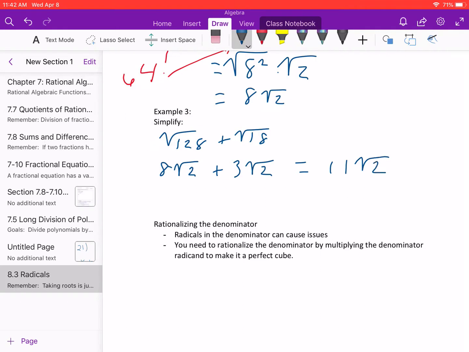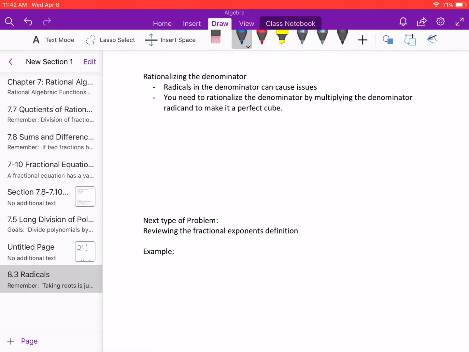Those first 3 examples are simple ones that you might have seen in Algebra 1. So now let's go ahead and dive into a couple of the rules in Algebra 2. One of the first things we're going to look at is rationalizing the denominator. Radicals in the denominator can cause major issues in math, so we always want to rationalize that denominator if we need to. And we're going to do that by multiplying that denominator radicand by a perfect cube. So for this example, I have 1 all over the cubed root of 2.